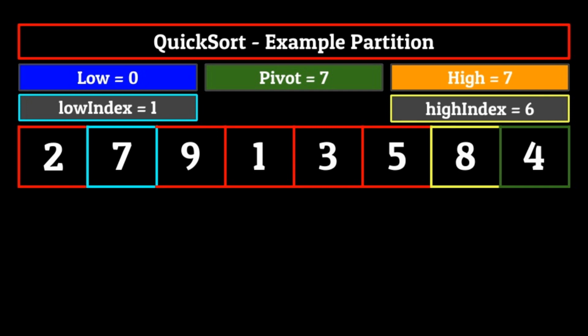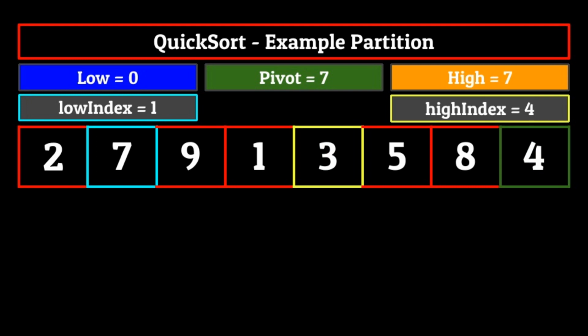So we check the element at the high index, which is 8. Now 8 is not less than the pivot element, and so we decrease the high index. After that, the element at the high index, 5, is still not less than the pivot element, and so we decrease the high index again. Finally, we reach the fourth index, which contains the integer 3. The integer 3 is less than the pivot element, and so we have found our pair of elements that need to be swapped.